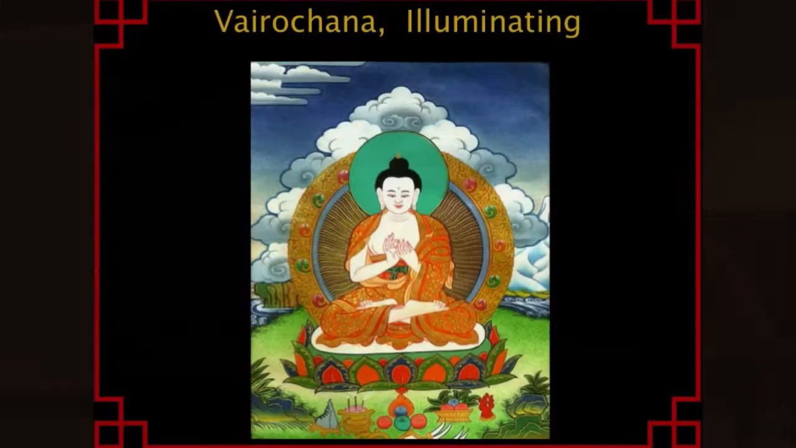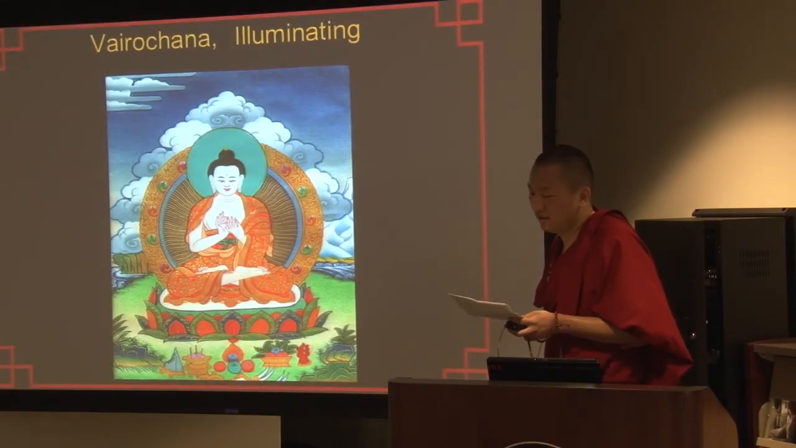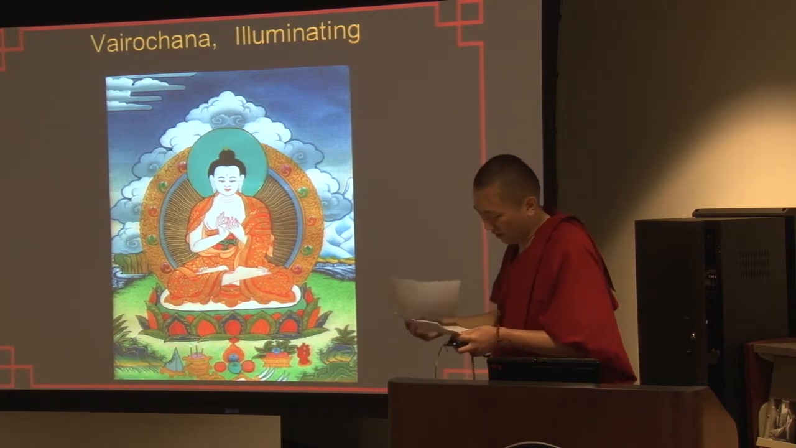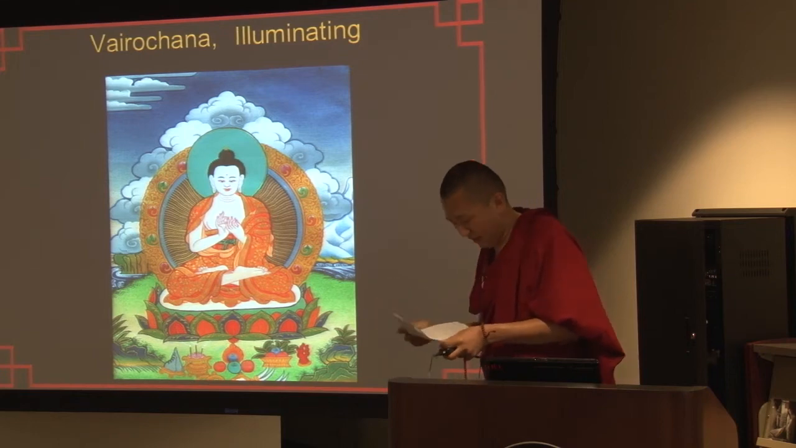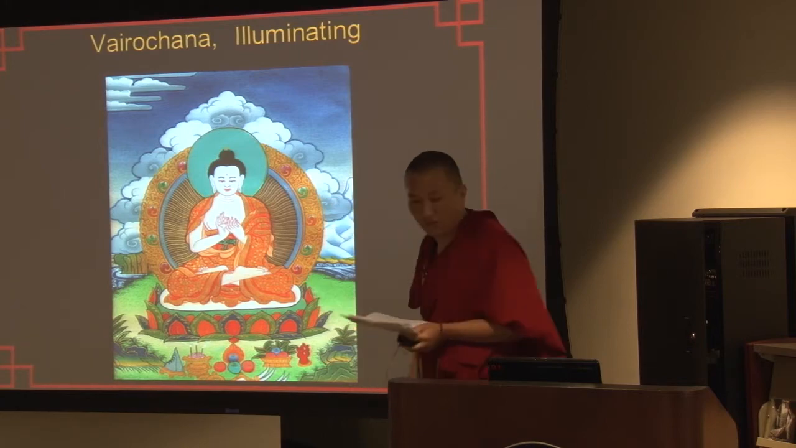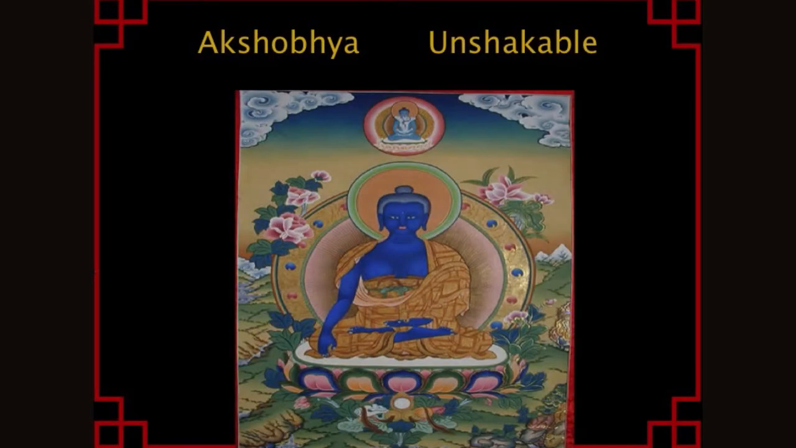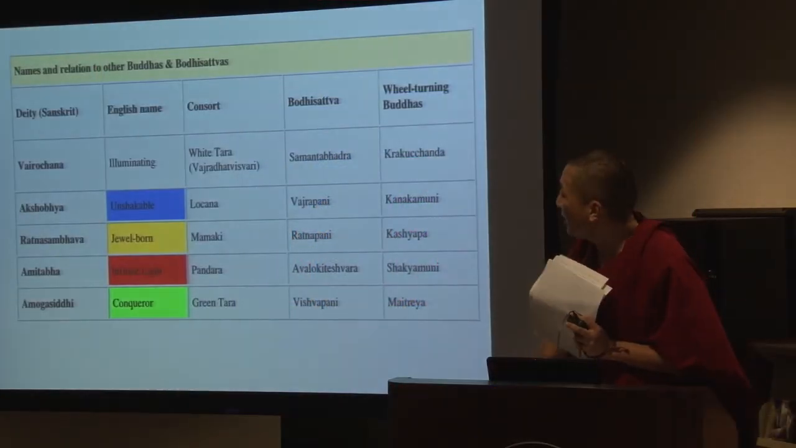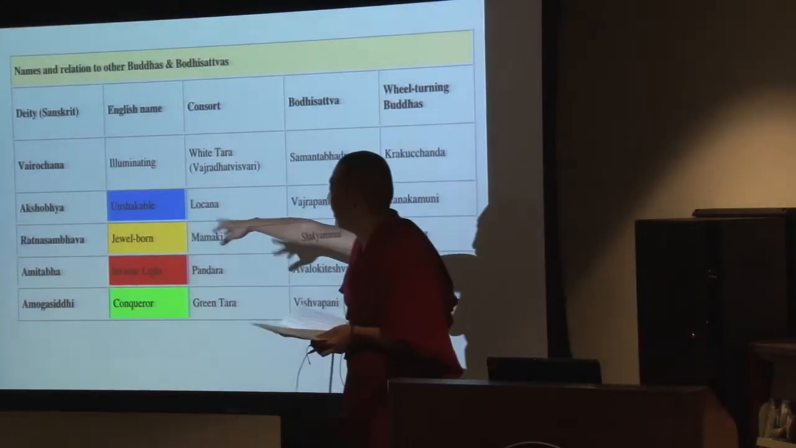So this is the Buddha Vairochana. It's white in color. So let's go to the slides. And this is Akshobhaya, a different Buddha. Ratnasambhava, Amitabha, Amoghasiddhi. So these are the different names.